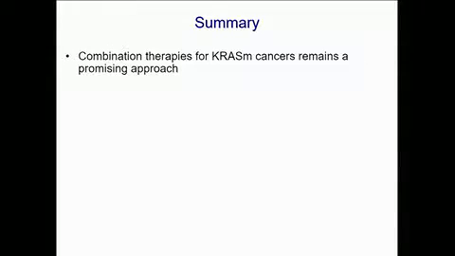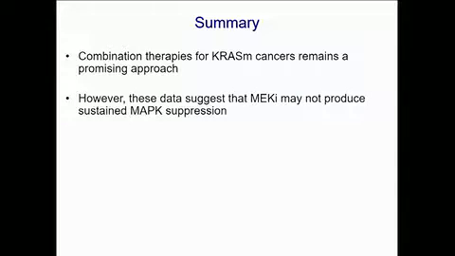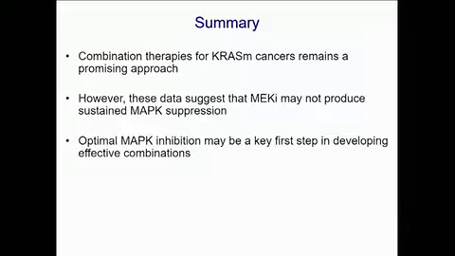Despite the setbacks and disappointments in the early clinical efforts, I do think combination therapies for KRAS mutant cancers really do remain a promising approach. But these data suggest that the primary backbone we've used for these trials, MEK inhibitors, really may not produce sustained MAP kinase pathway suppression, and that is at least one potential explanation for why these trials may have failed. So before we try additional MAP kinase inhibitor-based trials in KRAS mutant cancers, we need to focus on a strategy that we're confident produces more optimal pathway inhibition in these patients.